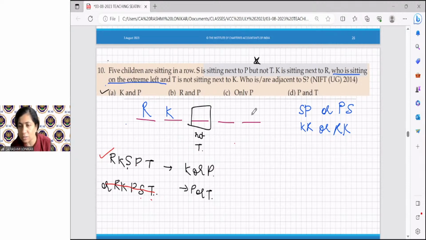Now let us see what the question is. Who is or are adjacent to S? S is adjacent to K or P. So K and P, and so A will be the correct answer. And why not P and T? Why is this not the correct answer? Because S here is next to T, which is not allowed.